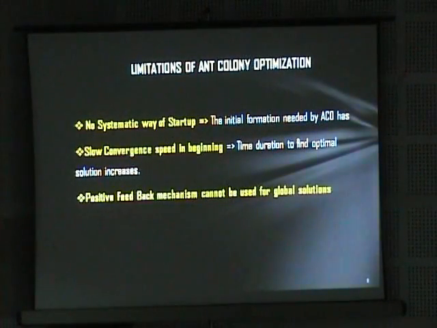After having so many positive characteristics and so many advantages, there are some limitations added on to this algorithm. The first one is it has no systematic way of startup. When we distribute the artificial ants, they try to run in all the directions, and towards the end they tend to follow a shorter path. So no systematic way of startup leads to no initial formation of the ant colony optimization algorithm. And because of this, in the beginning there is slow convergence.